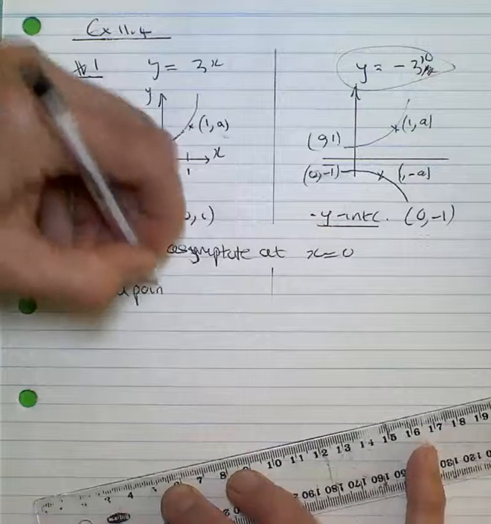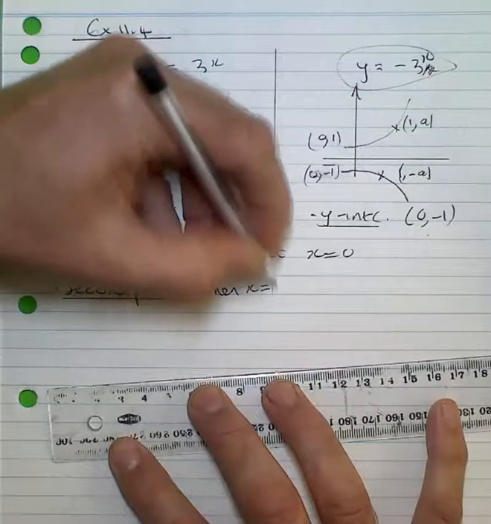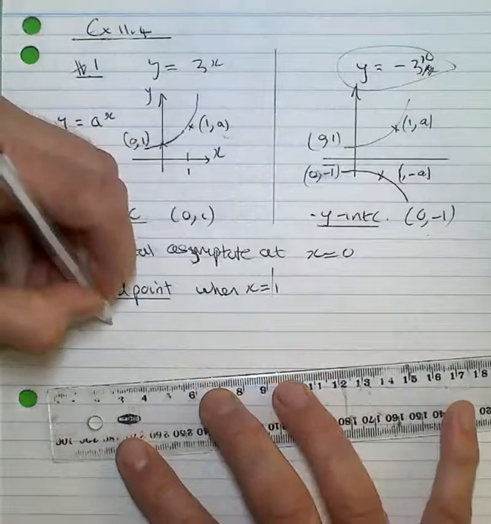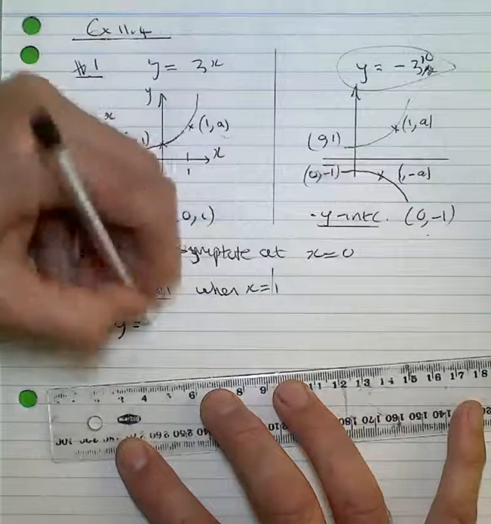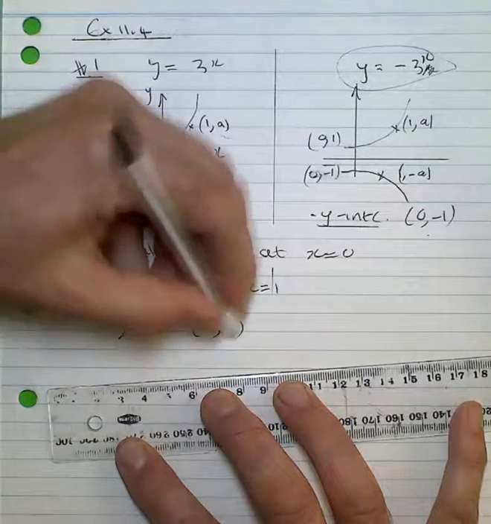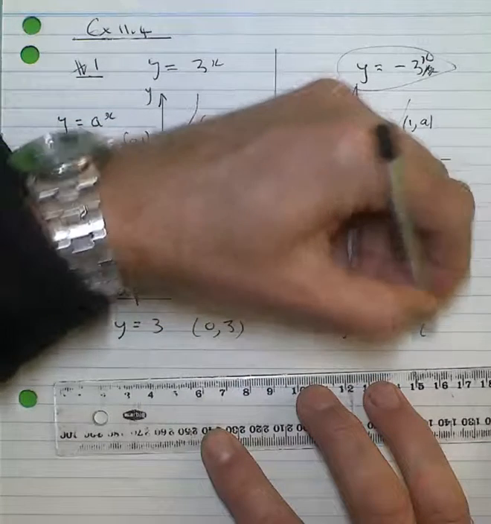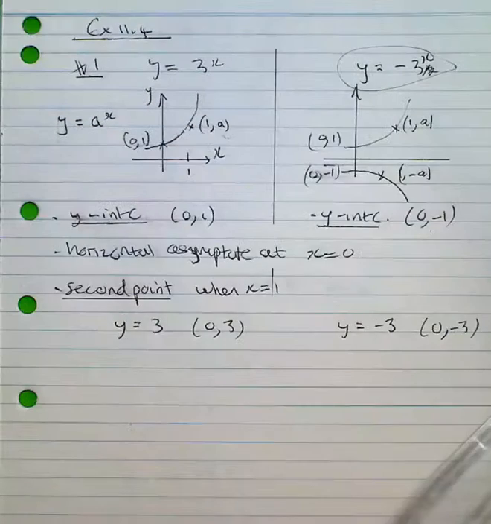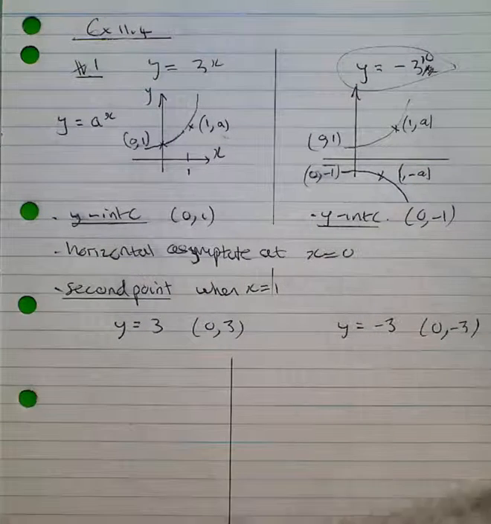Now, a second point, as it doesn't cut the axis, we'll put in when x is equal to 1. And in this instance, y in this case is going to equal 3, or 1, 3. And in this case, y is equal to negative 3, or 1, negative 3. We can then sketch those graphs on the same axis.